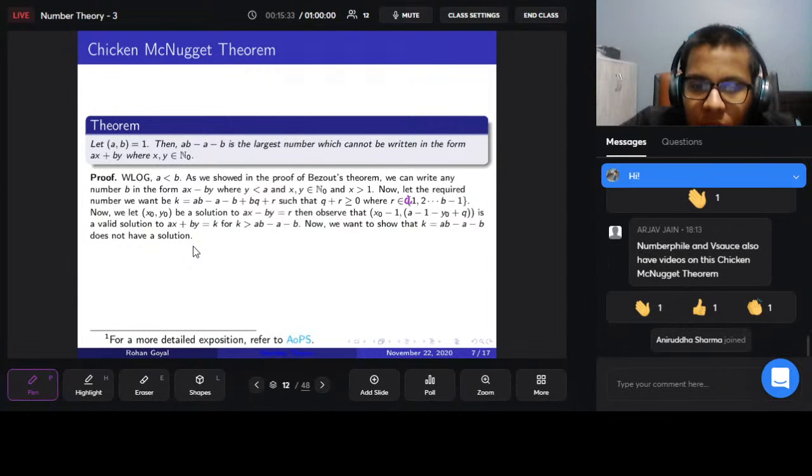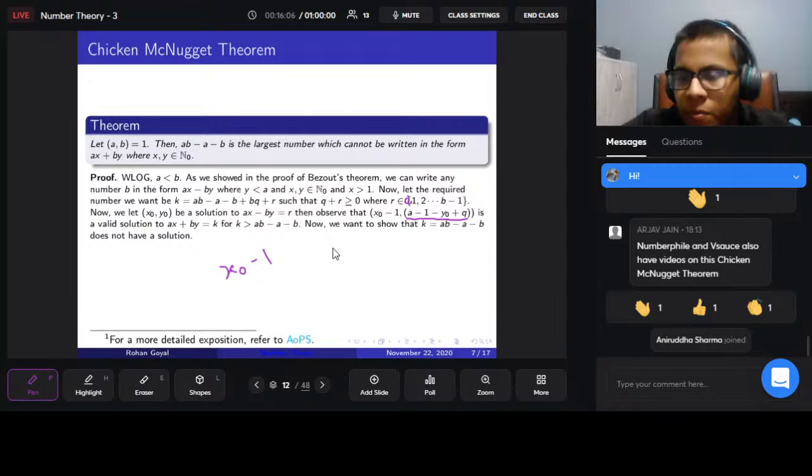Now observe that if I replace x naught with x naught minus 1, and if I replace y naught with a minus 1 minus y naught plus q, then this value is greater than or equal to 0. So this becomes a valid solution to ax plus by equals k when k is greater than ab minus a minus b. So we are done. Is this fine?